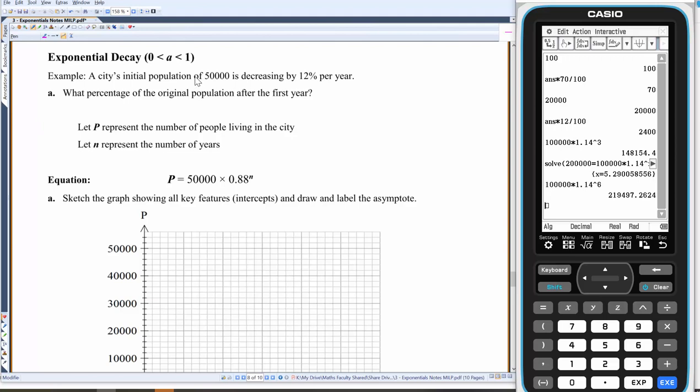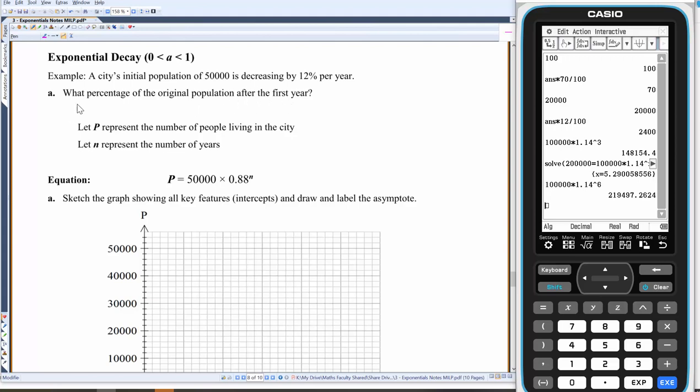Okay, and we'll do one more example representing Decay. So what we've got is a city of 50,000 people is, for whatever reason, decreasing by 12% per year. So what percentage of the original population after the first year?